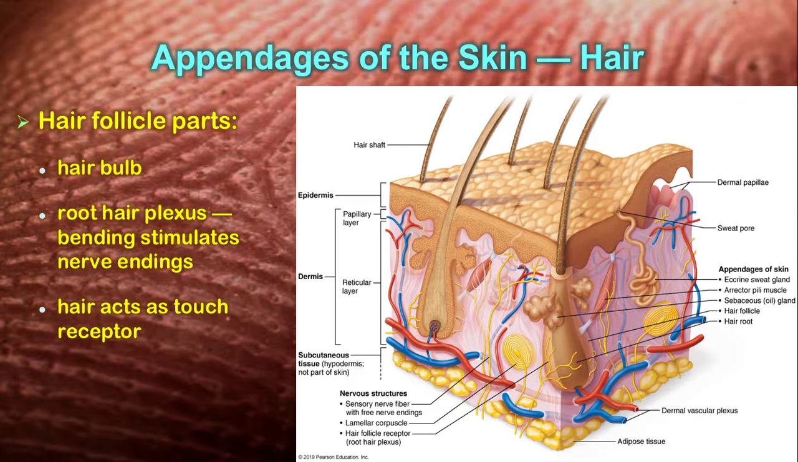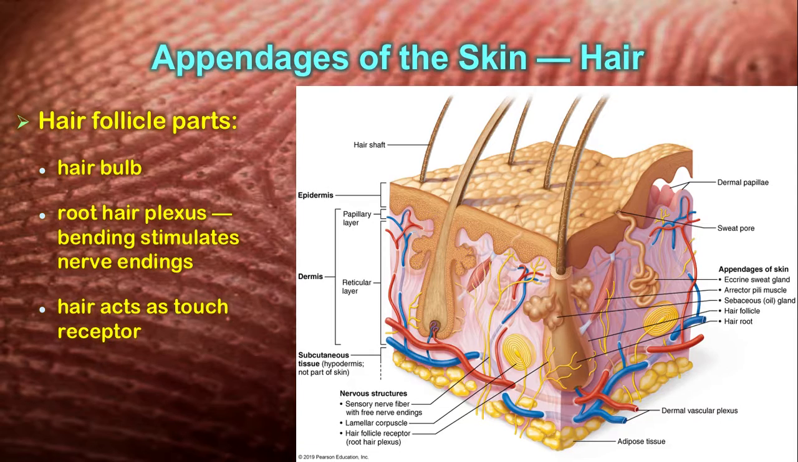Okay, other parts, we have our hair root plexus. What does the hair root plexus look like on our diagram? This yellow line right here that's attached to the hair root. It's yellow, so it's nervous system. So there are nerve endings that are attached to the hair root. And then bending of the hair will stimulate that little hair root plexus. It sends information to your brain.